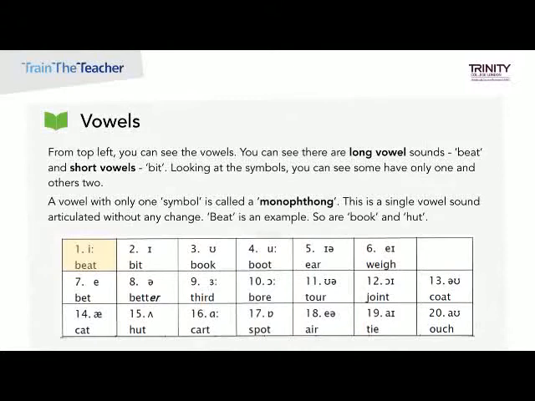Looking at the symbols, you can see some have only 1 and others 2. For example, bit only has 1 symbol, where ear has 2. A vowel with only 1 symbol is called a monophthong. This is a single vowel sound articulated without any change. Beat is an example, and so are book and hut.